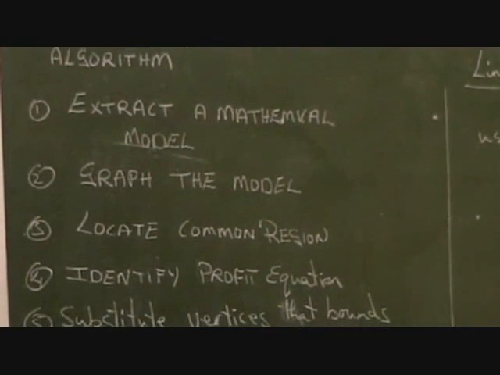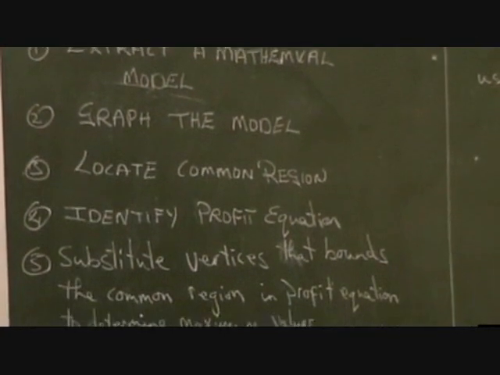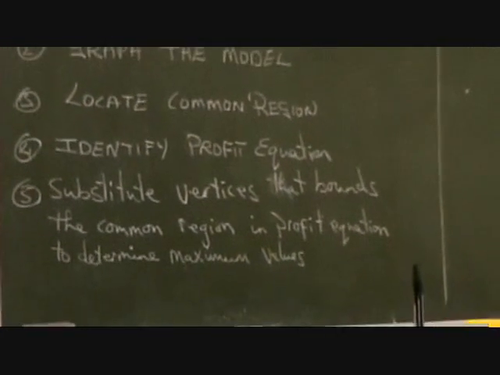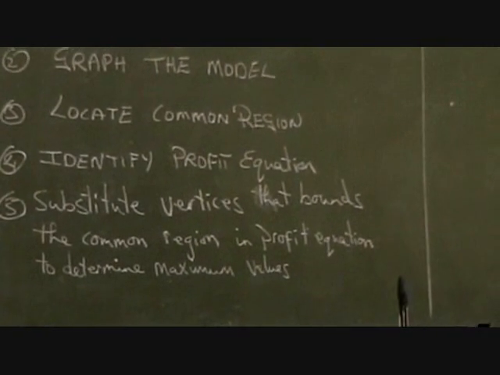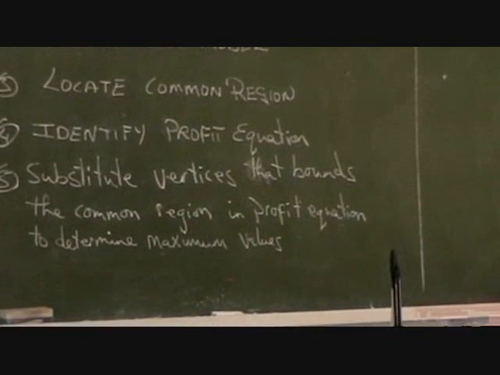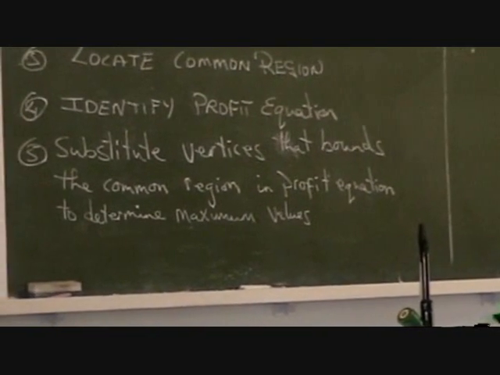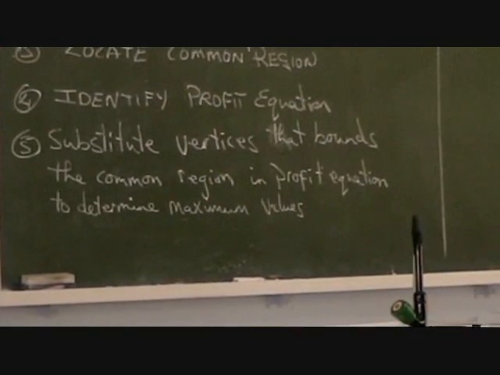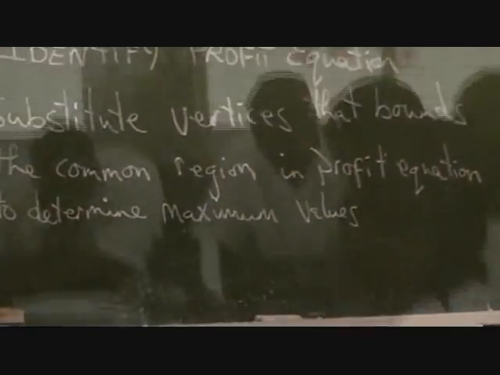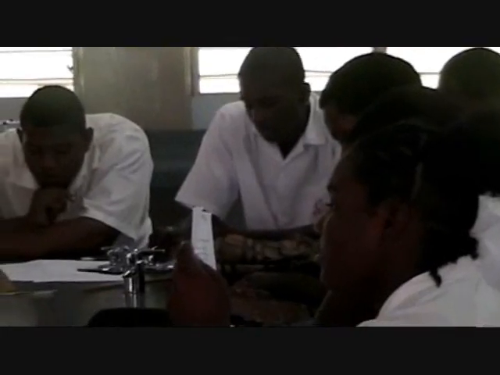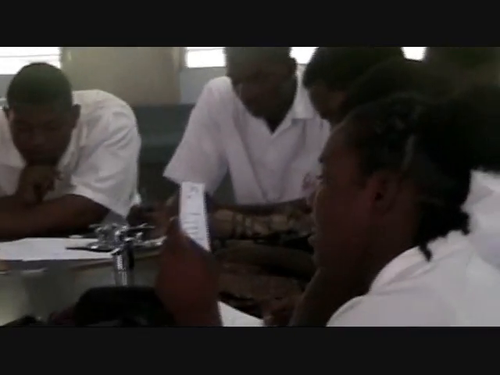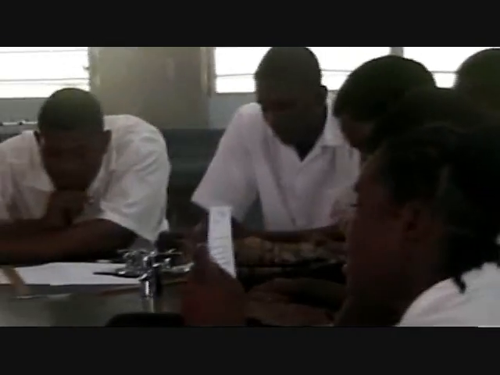Alright, what's the second thing? Graph the model. And the third thing? The fourth? Identify the profit equation. Fifth? Substitute the vertices into the profit equation.